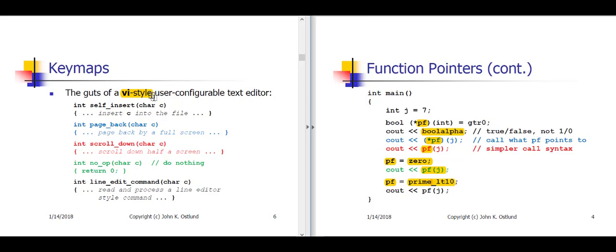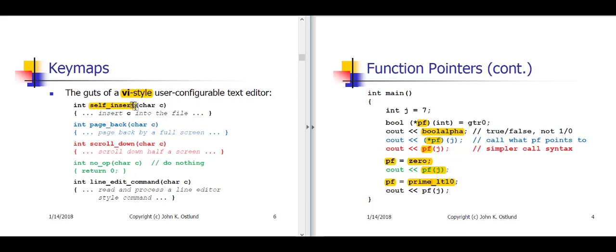For example, in VI, if you're in insert mode, then most of the keys that you press are simply inserted into the file. So we could define for ourselves a self-insert function that takes the current character that the user pressed as its argument and perhaps returns some kind of integer status information that can be evaluated to determine whether that character was successfully inserted.